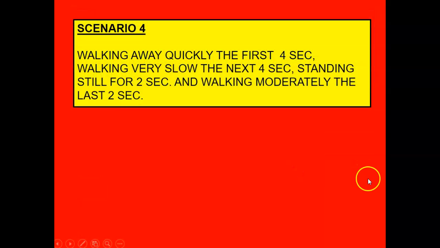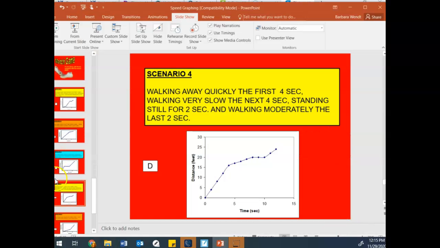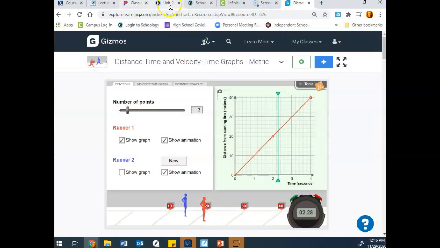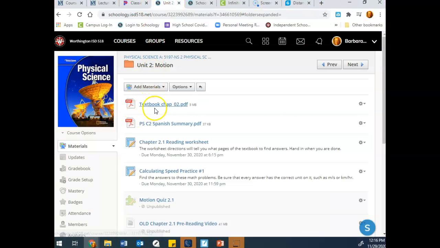All right, so we're going to stop there with this video. Now, if you go back to Schoology, the directions are going to tell you that you need to read, look over the first part in the textbook, and you have a worksheet called Chapter 2.1 Reading Worksheet. So take a look at that, see how it goes, and once you get that done, try your hand at some math problems, okay?